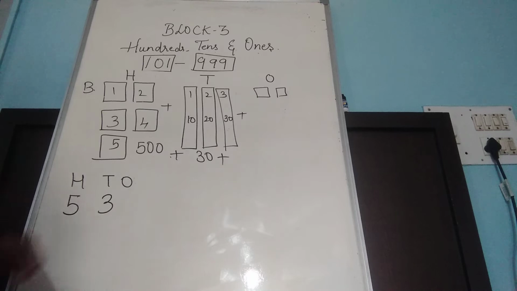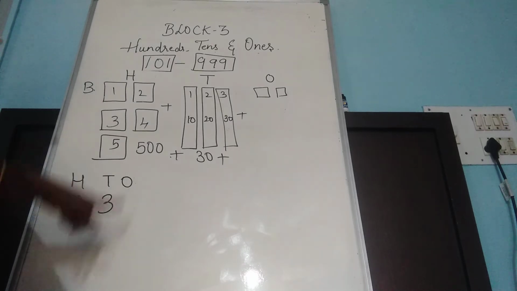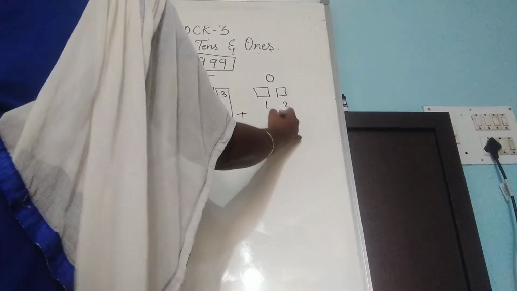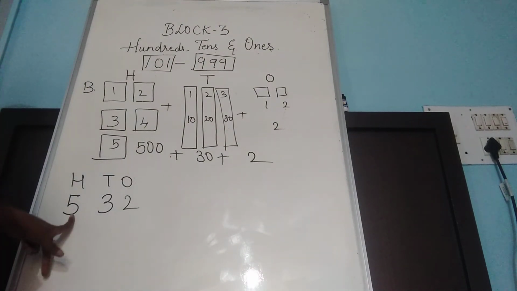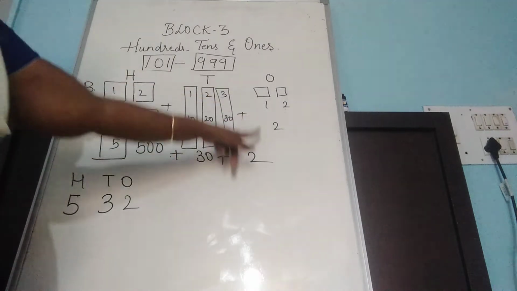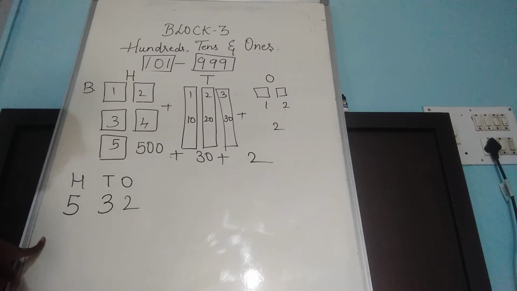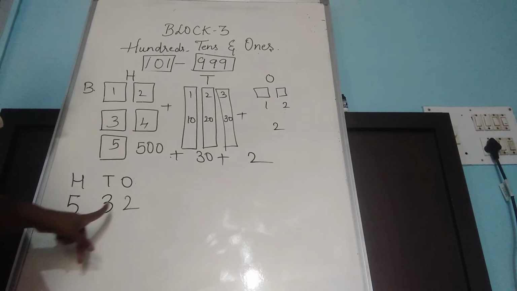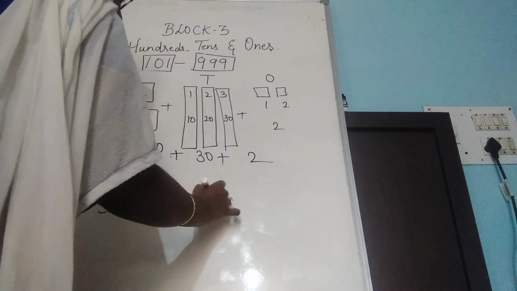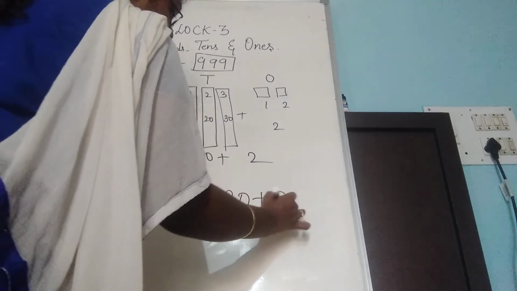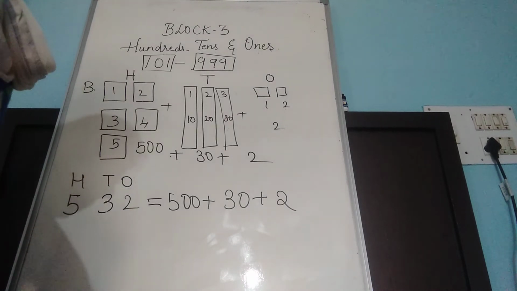In our tens column, how many digits are there? 3. So 3 tens, and then in ones, 1 and 2. So in our ones column, it is 2. So 500, what is the number then? This representation is the number 532. And the expansion form is 500 plus 30 plus 2. Okay? Yes. So I explain once again.